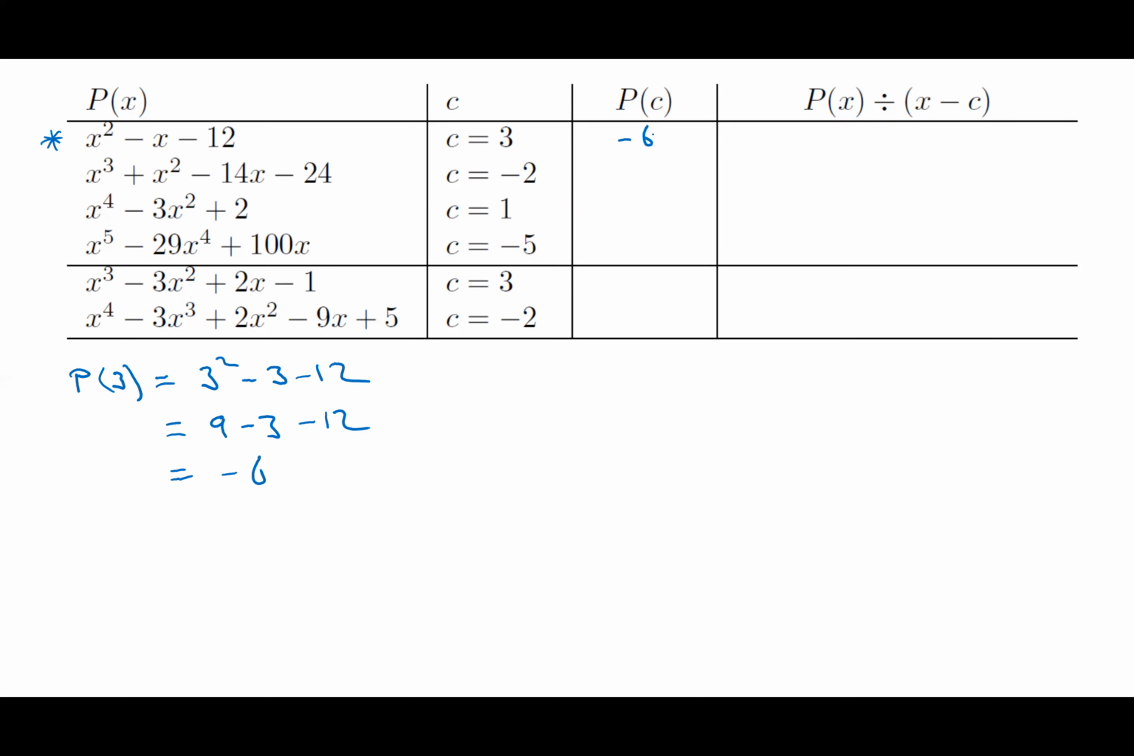Next, I'm going to divide by x minus c. And I'm going to use synthetic division for this. So I have 3, and then I have my coefficients: 1, negative 1, and negative 12. Okay? Bring down my 1. 3 times 1 is 3. And I'm adding. Negative 1 plus 3 is 2. 3 times 2 is 6. Negative 12 plus 6 is negative 6. And so what do I get? I get x plus 2 with a remainder of negative 6. All right? Okay. Here, let's try the next one.